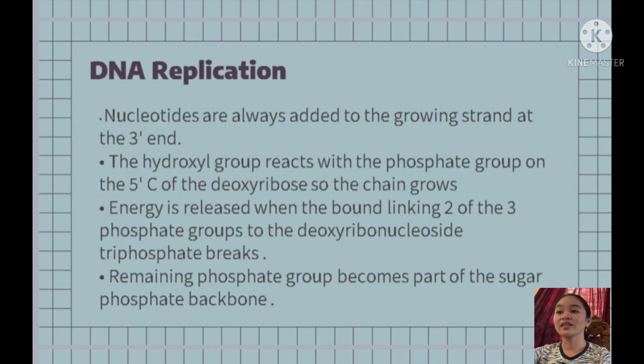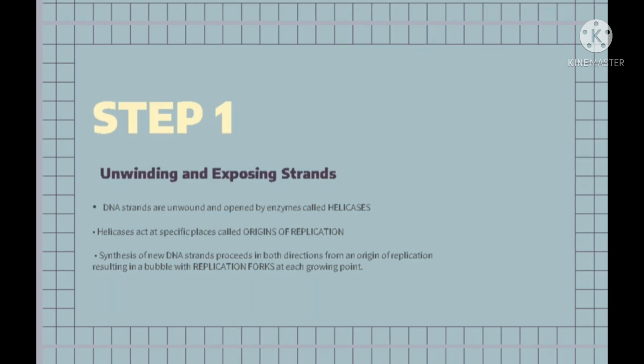Nucleotides are always added to the growing strand at the 3' end. The hydroxyl group reacts with the phosphate group on the 5' carbon of the deoxyribose, so the chain grows. Energy is released when the bond linking two of the three phosphate groups to the deoxyribonucleoside triphosphate breaks. The remaining phosphate group becomes part of the sugar-phosphate backbone.